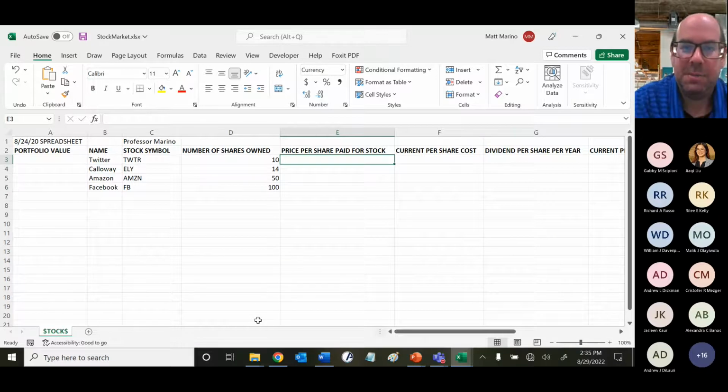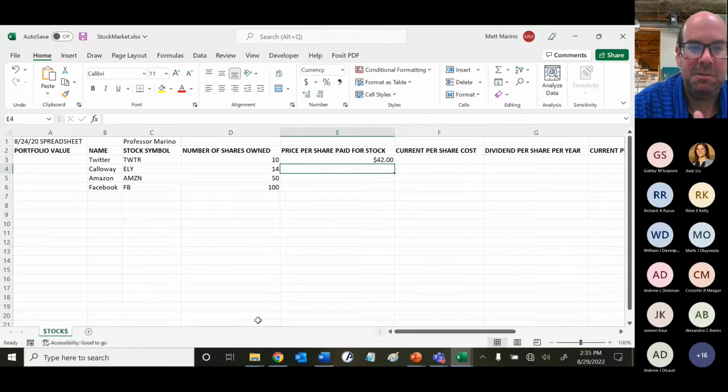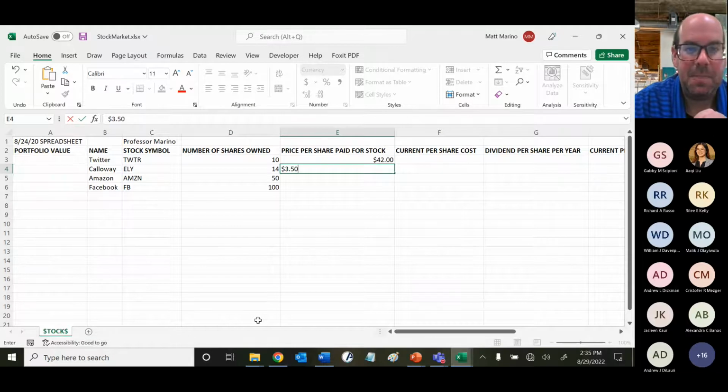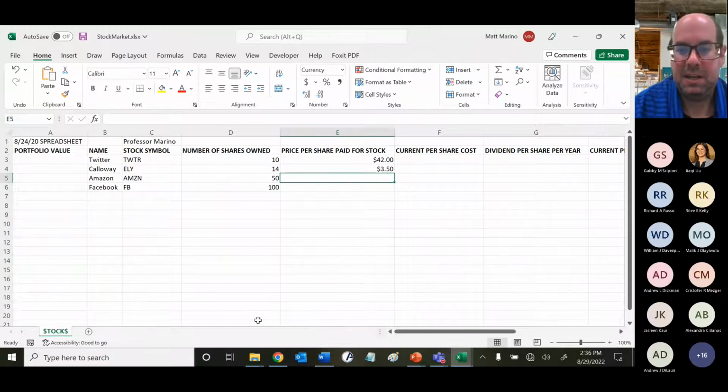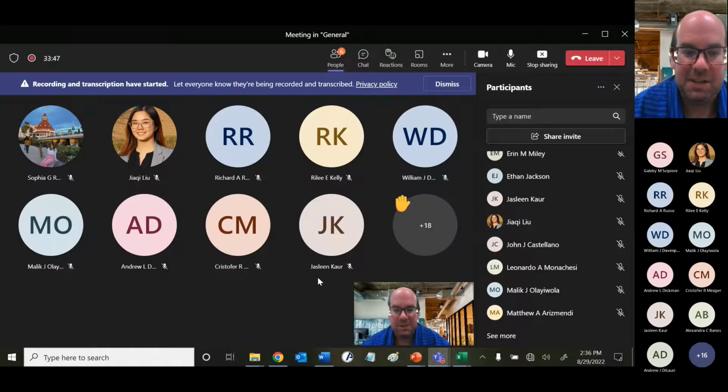So for Twitter, price per share paid for the stock, I'll give you 42, because that's actually close to what I paid for it. Callaway, $2.50. Amazon, let's get some more participation. Is it pronounced Jaslyn? Jasleen? How much did I pay for Amazon?